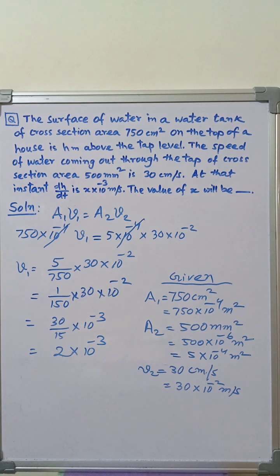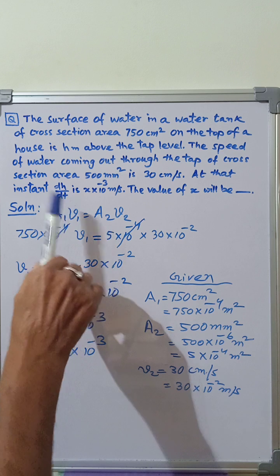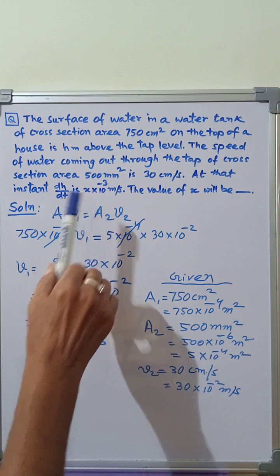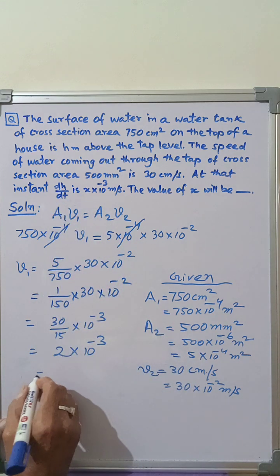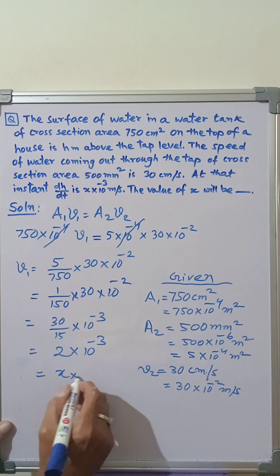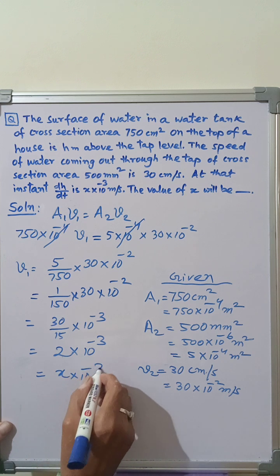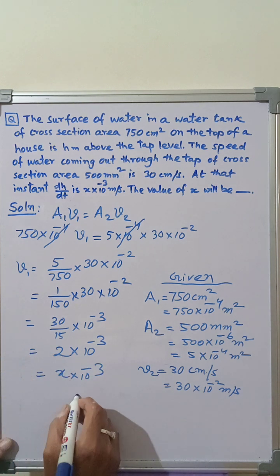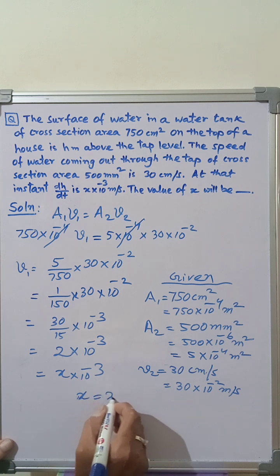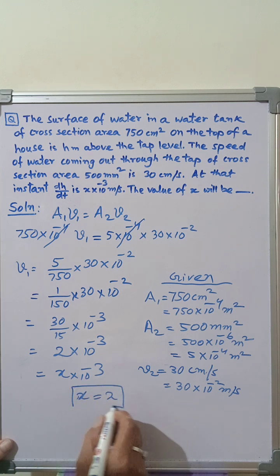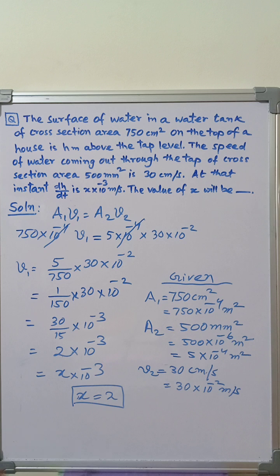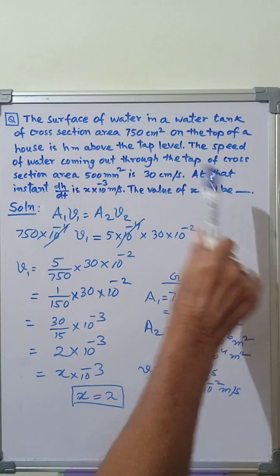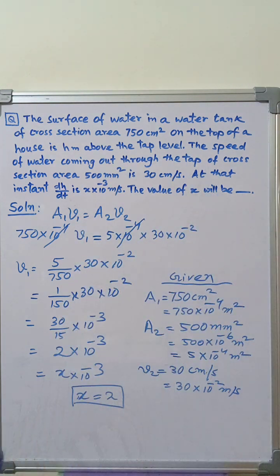It is given in the question that dH by dt should be equal to x into 10 to the power minus 3 meters per second, which implies x is equal to 2, which is the answer to the question. Therefore, we need to fill in this blank with the integer 2. This completes the answer to the question.